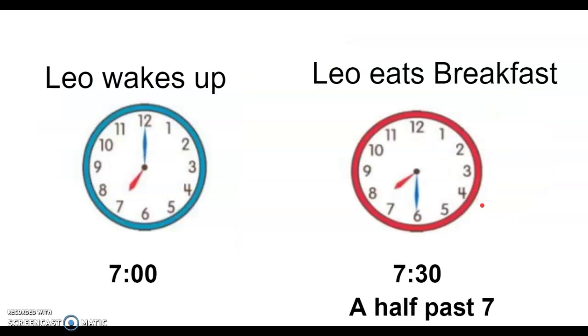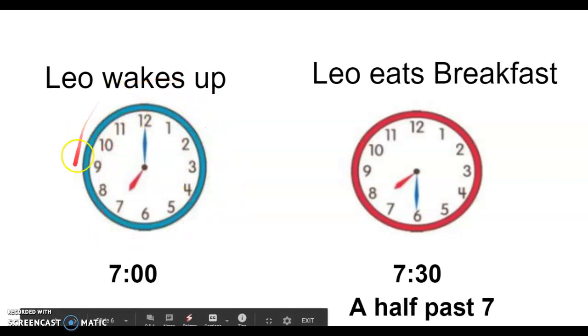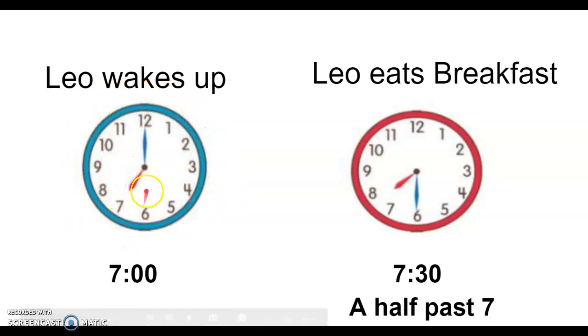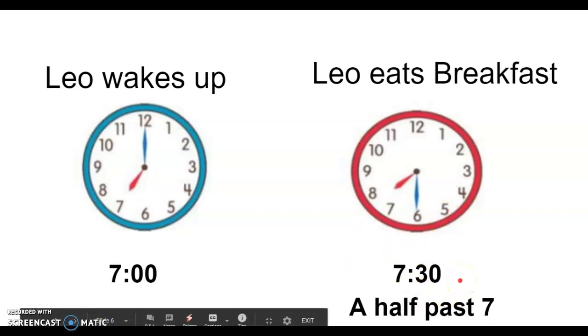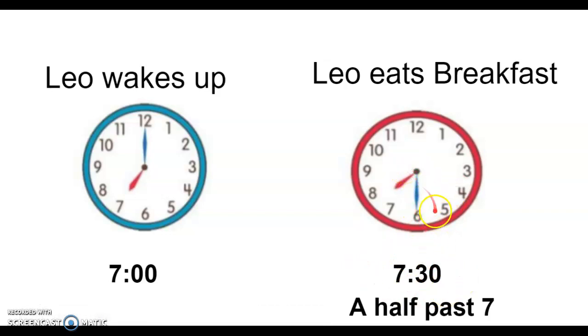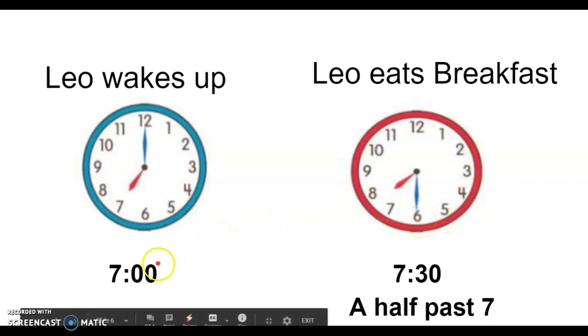All right, so let's look again. Leo wakes up at 7 o'clock. This is what the clock looks like when it's 7 o'clock. The hour hand points to the 7, the minute hand points to the 12. But Leo eats breakfast at half past 7, or 7:30. So you can see the minute hand moved down. Here it was at the 12, now it's at the 6. It went through all 30 minutes to get to the 6. So which comes first, 7 or 7:30?